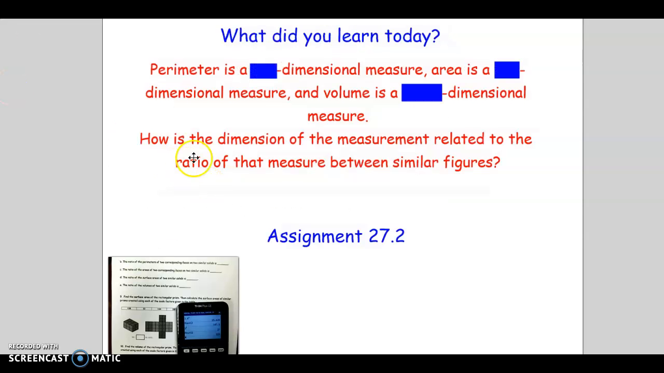All right, so remember, perimeter is a one-dimensional measure. So it's going to have the same scale factor for similar solids as the length does, as the width does, as any other linear one-dimensional measure has. Area is two-dimensional. So to get its scale factor, you have to take your linear one and square it. Volume is a three-dimensional measure, so you have to take your linear ratio and cube it to get its ratio.